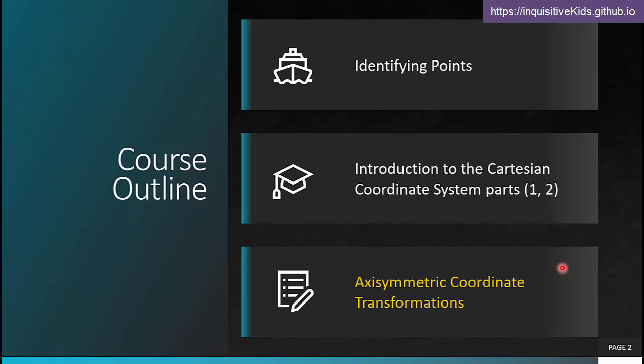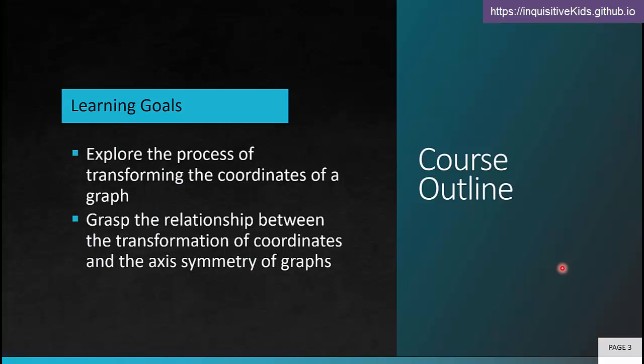In this lesson, we will be learning about coordinate transformations, or moving coordinates across the coordinate plane, more specifically reflecting them or creating symmetrical figures across axes, so the y-axis and the x-axis. Learning goals for today: explore the process of transforming the coordinates of a graph, and grasp the relationship between the transformation of coordinates and the axisymmetry of graphs.